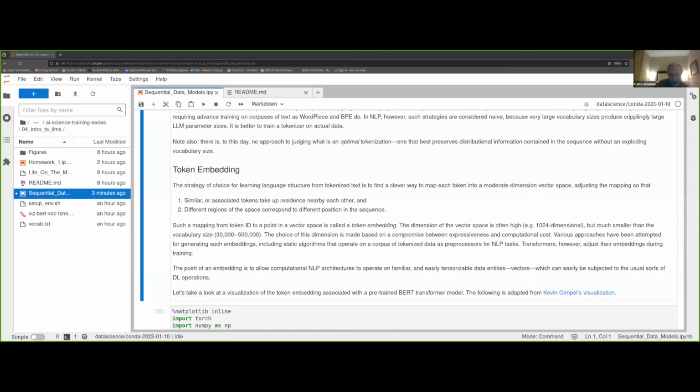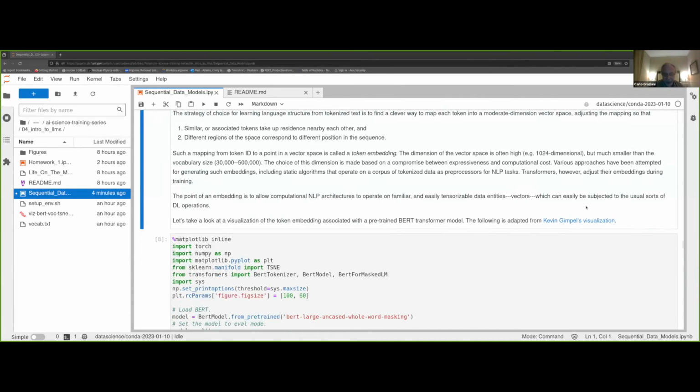And now you have a data structure, a vector, that's kind of easy to manipulate, easy to subject to attention mechanisms, which are the things that really make these things work, which is why people do this, okay? It's to allow the computational architecture to operate on familiar and easy tensorizable data entities. And that's probably a good reason to do this, because sequences as they stand aren't easy to embed in tensors. So let's take a look at the visualization of the token embedding.